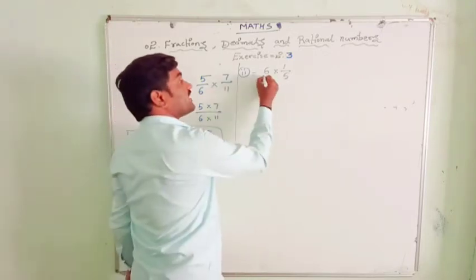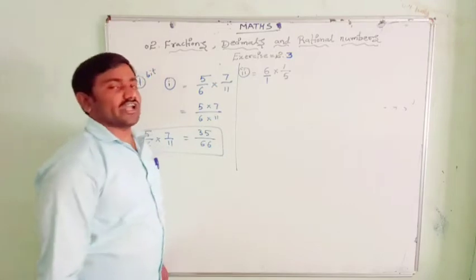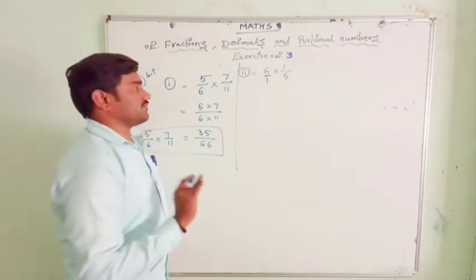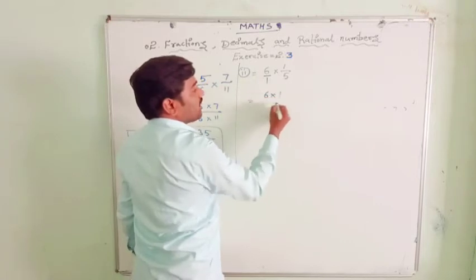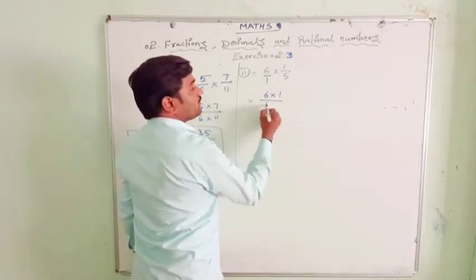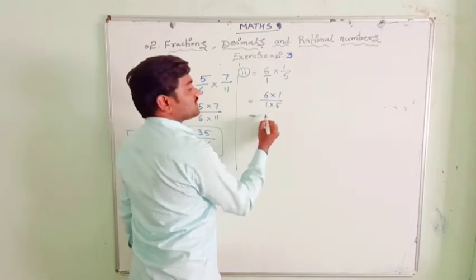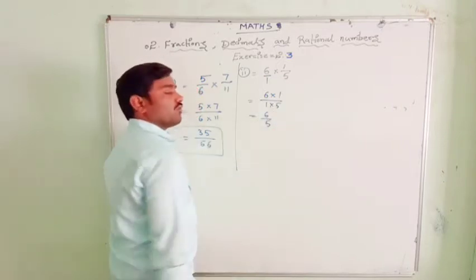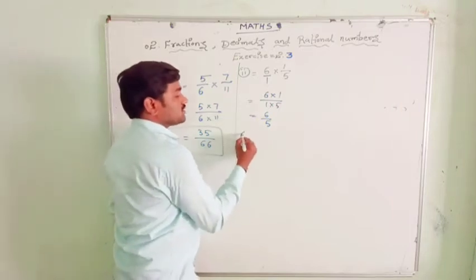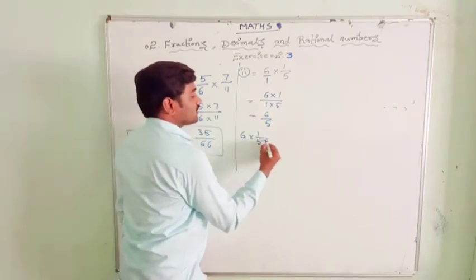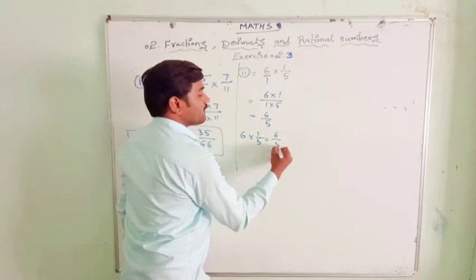So this whole number we write in the form of a fraction. If there is no denominator, we can always write 1 as the denominator. So I have written it by 1. Now we will take the product of numerators 6 into 1 by 1 into 5. 6 ones are 6, 1 5s are 5. Simple, this we have completed. That is 6 into 1 by 5 is equal to 6 by 5.